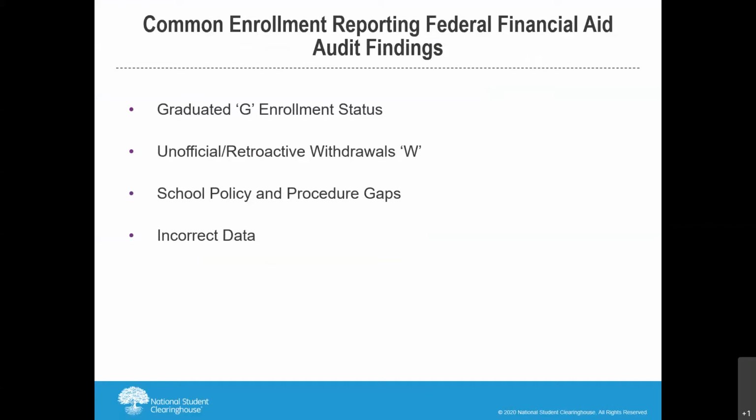So we broke it down into a few different categories. For trending topics that we work through in the Audit Resource Center when school inquiries come in during or after a financial aid audit, these are the big ticket items that we can bucket them into. Graduated status reporting, and another enrollment status code reporting of withdrawn. So those 2 enrollment status codes, G and W. And then loosely speaking, school policy and procedure gaps, and then incorrect data. So data discrepancies where you expect to see one particular thing for a student's enrollment record for a data point, but something else is there.